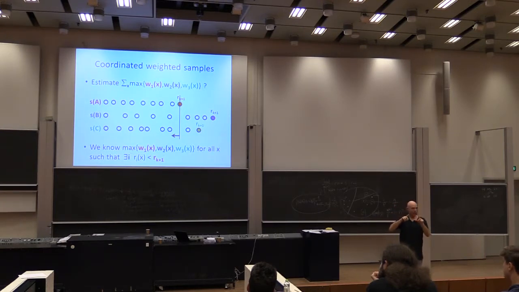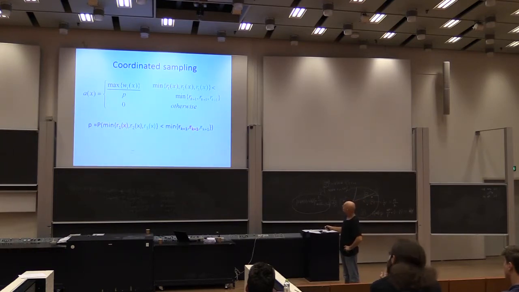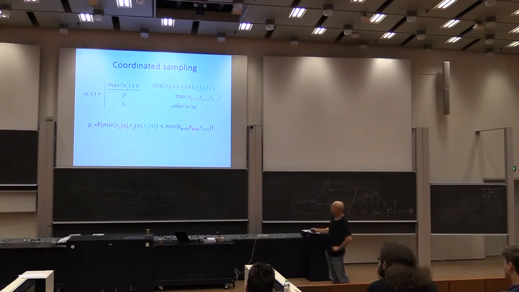I can give it a positive adjusted weight, which would allow me to use more items in my sample and would reduce the variance, right? So this is what we do for each item such that the minimum rank of the item is smaller than the minimum of the RK plus 1. I give it an adjusted weight, which is the maximum that I know divided over P.